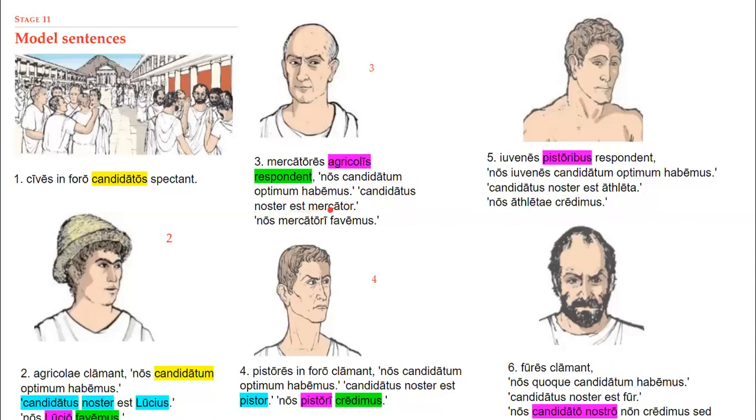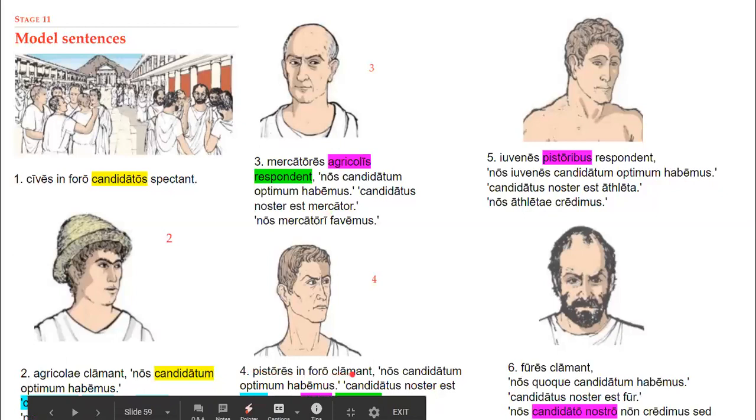Candidatus noster est mercator, nos mercatori favemus. So nominative subject, possessive pronoun, that's also nominative, main verb, predicate nominative. So candidate, our, is a merchant. So our candidate is a merchant. Nos, nominative subject, plural. Mercatori, dative singular, dative of interest. Favemus, main verb. Intransitive, takes a dative object. So we to the merchant give favor. So we favor the merchant.